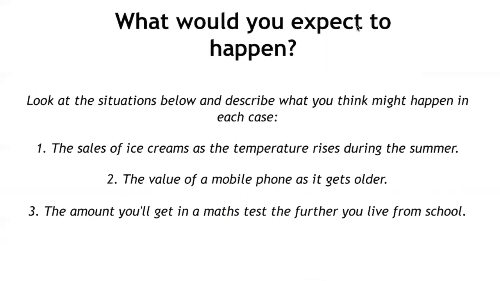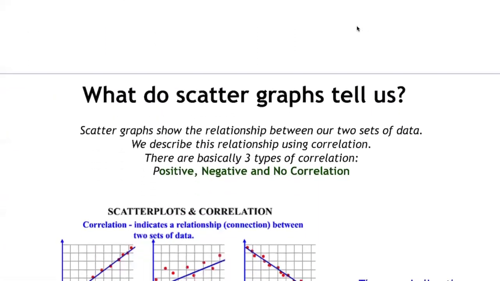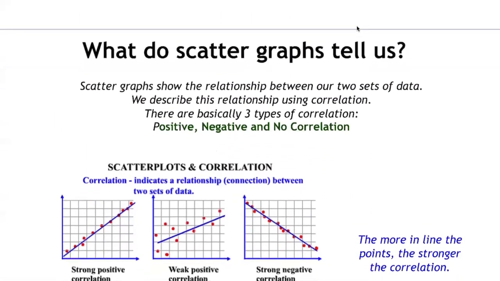The second one is the value of a mobile phone as it gets older. And the final one is the score you'd get in a maths test the further away from school that you live. So if you happen to live in Fordingbridge, do you get a higher or lower score than if you live in Lymington? All right, so let's have a little think about those. And we're going to start to look at different types of correlation.